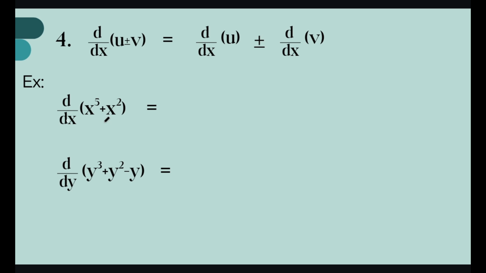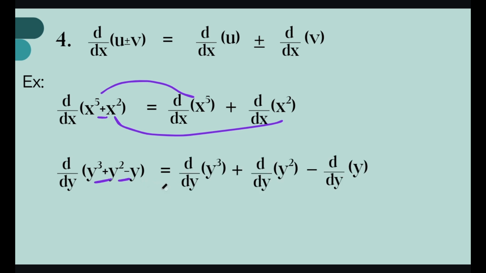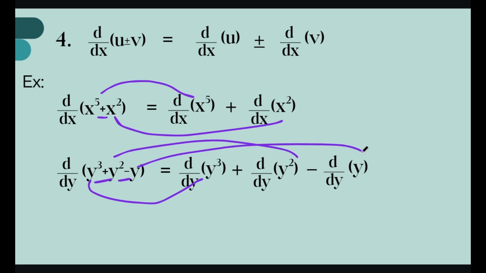Now from the first example, the sign involved is addition. So we are going to use the formula accordingly. So d by dx of x to the power of 5 plus d by dx of x to the power of 2. Similarly, here there are two signs involved, addition and subtraction. So we can use the formula accordingly. d by dy of y cube, d by dy of y square, and d by dy of y.